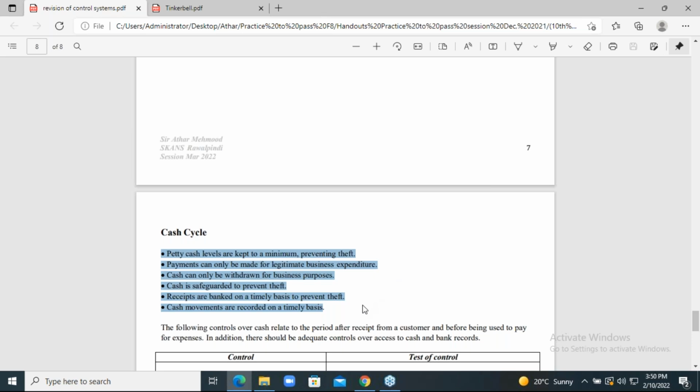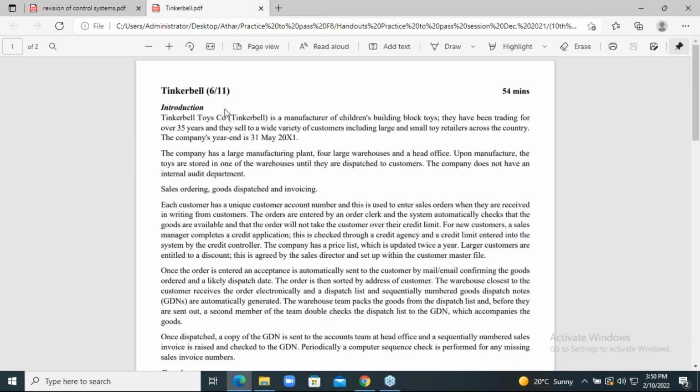Then you are going to take the second step, and the second step is to attempt some important questions, some tricky questions, so you can understand the behavior and the style and the methodology of the exam. Now, as an example, if I assume that you have gone through your resources and you are aware of the important areas like sales system, purchase system, so let's move towards today's first question, that is Tinkerbell.